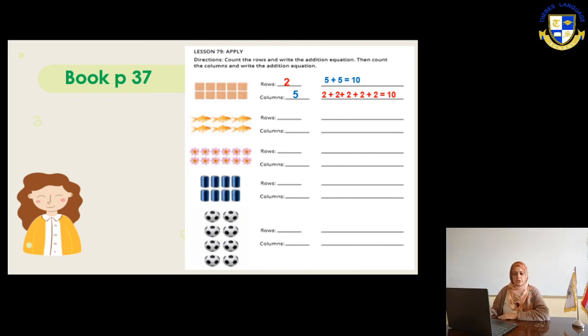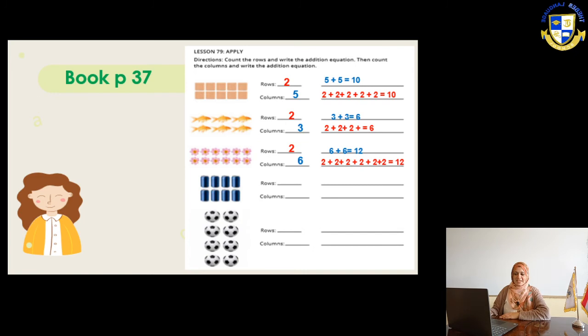Look at the array of the fish. You have 2 rows and 3 columns. For the rows, you have 3 plus 3 equals 6. For the columns, you have 2 plus 2 plus 2, which also equals 6. For the flowers, you have 2 rows and 6 columns. For the rows, you have 6 plus 6 equals 12. For the columns, you have 2 plus 2 plus 2 plus 2 plus 2 plus 2 equals 12.